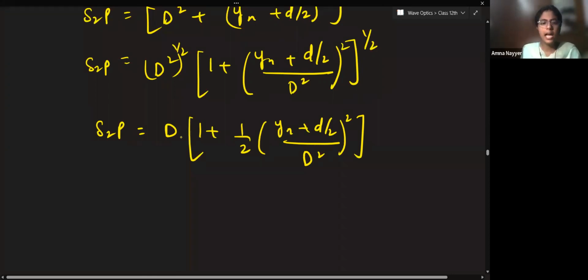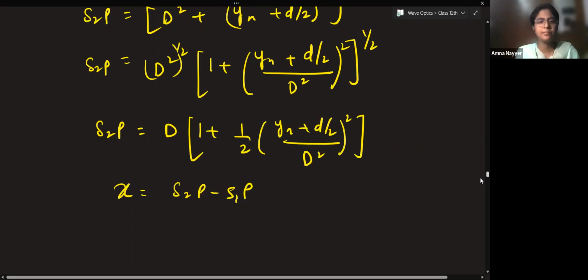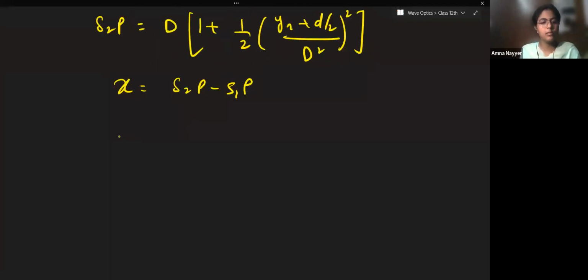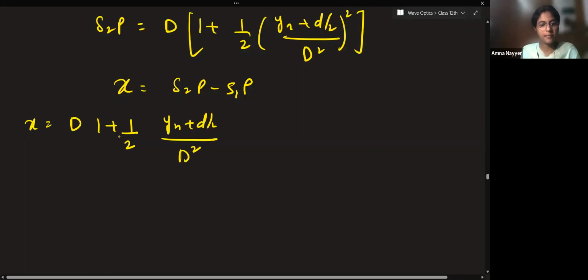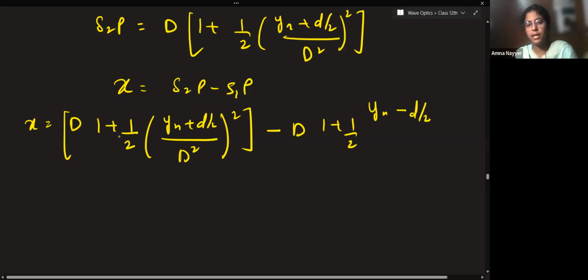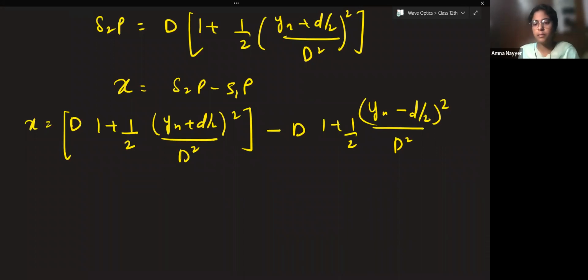So we have both the equations. And for x, we already knew that this was S2P minus S1P. Now the expressions are there, so we just have to place them. So x will be equal to d times 1 plus half yn plus d by 2 by d square, minus d times 1 plus half, here we'll have yn minus d by 2. Yes, here we had plus, we'll have minus. This won't be under complete square. Yn minus d by 2 whole square by d square.